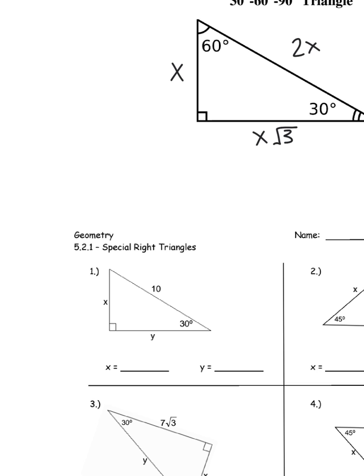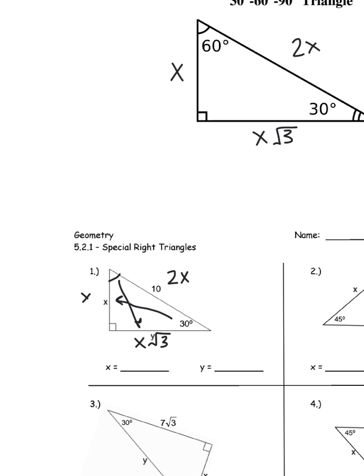So starting with number 1. The first thing we want to do, at least starting out, is label the sides using the patterns that are in those triangles on your pink sheet. This looks like a 30, 60, 90 degree triangle in number 1. So across from our 30 degree angle, which is labeled, this is going to be our X side. And then the 60 degree angle is going to be up here. Across from that, that's going to be our X square root of 3 side. And then our hypotenuse is going to be the 2X side.